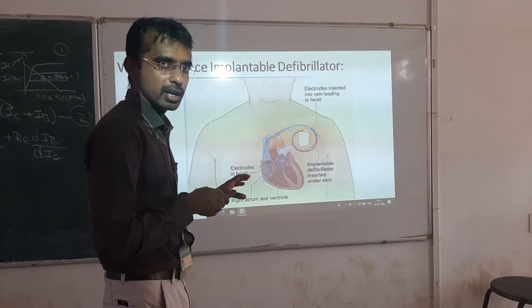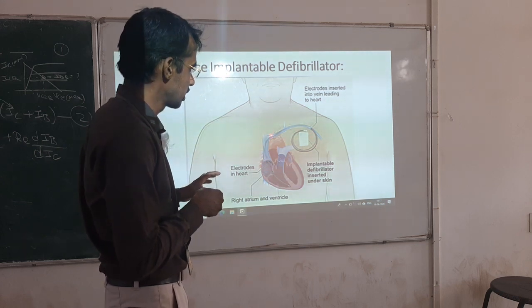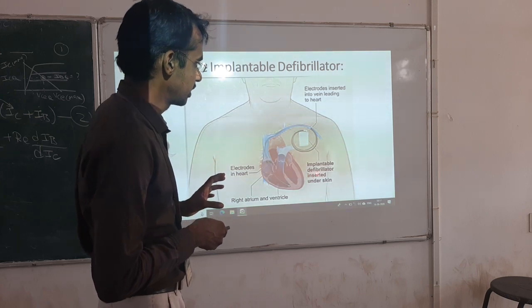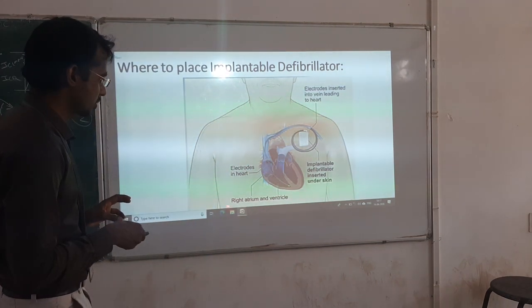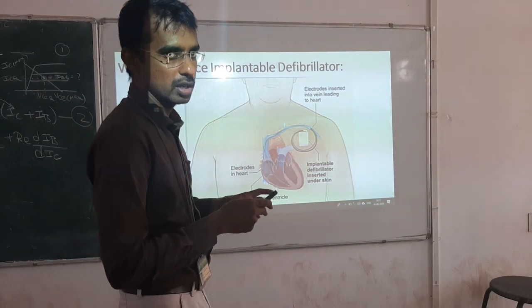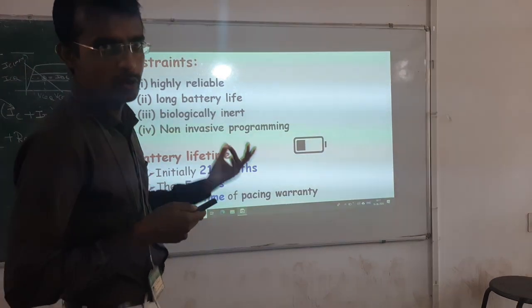So in the same way that we connected the implantable pacemaker, this is also connected to the vein leading to the heart. Through the vein, the shock is being given. So this is an implantable defibrillator inserted inside. The electrodes go in, and it is going to place a shock whenever required. There are a few conditions when we go for an implantable.